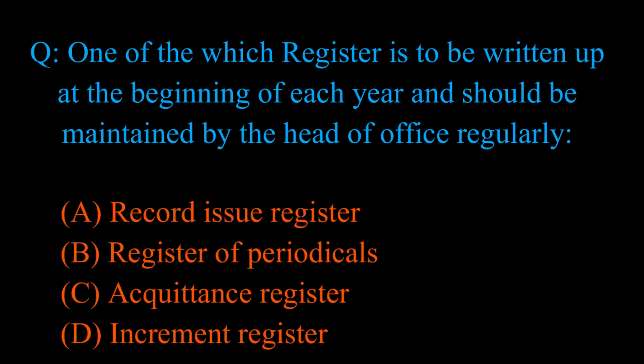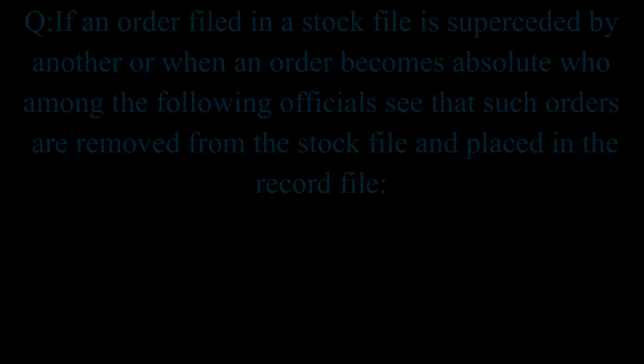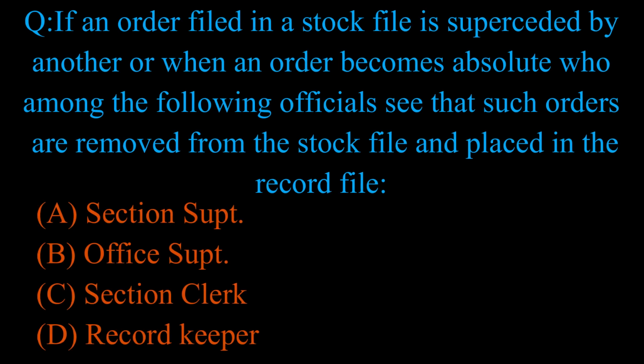Which register is to be written up at the beginning of each year and should be maintained by the head of office regularly? B. Register of periodicals. If an order filed in a stock file is superseded by another, or when an order becomes absolute, who among the following officials sees that such orders are removed from the stock file and placed in the record file? A. Section Superintendent.